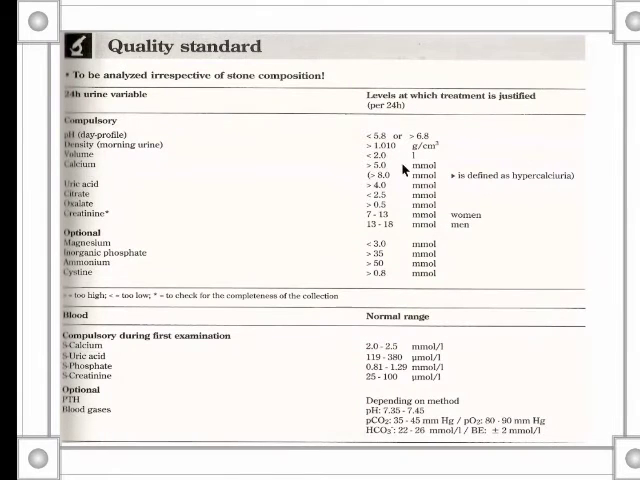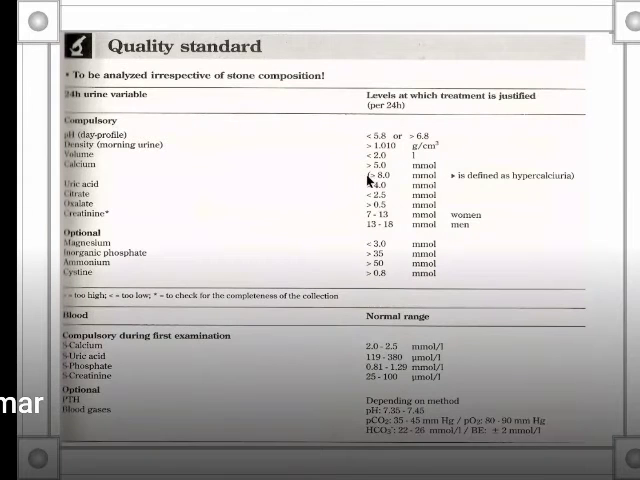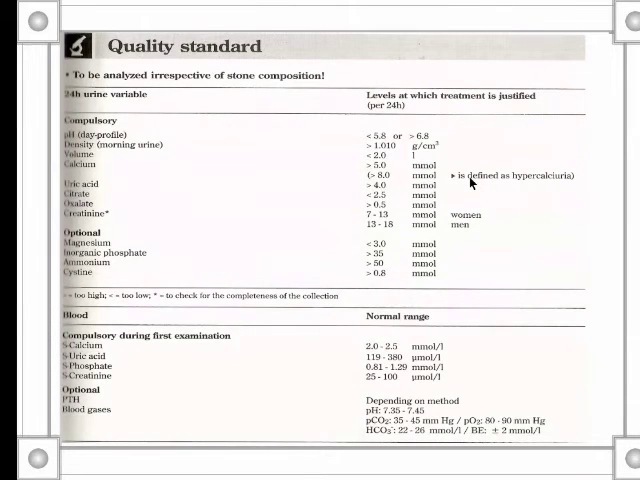Calcium in 24 hours, more than 5 millimole or more than 8 millimole. If it is more than 8 millimole per liter, it is defined as hypercalciuria. Similarly, uric acid levels, citrate level, oxalate level, creatinine. This estimation in 24-hour urine should be done. In addition, you should perform magnesium, inorganic phosphate, ammonium, and citrate.